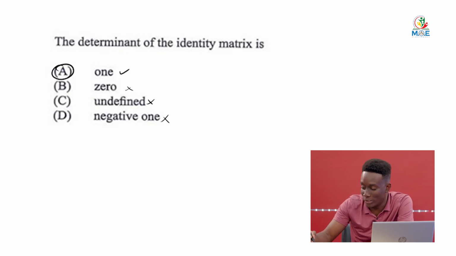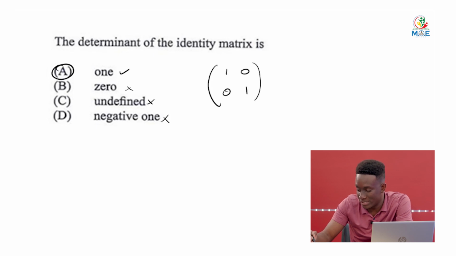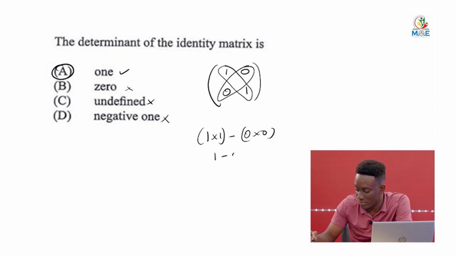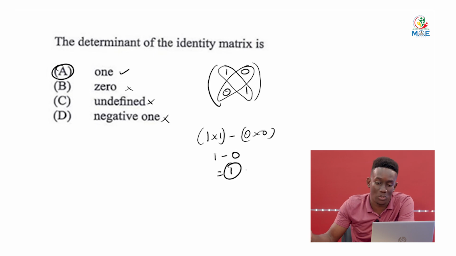We know for a 2 by 2 identity matrix, that is 1, 0, 0, 1. And if you find the determinant of this, it's AD, which is 1 times 1, subtract BC, which is 0 times 0. So 1 times 1 is 1, subtract 0 would simply be 1. So the determinant of the identity matrix is 1.